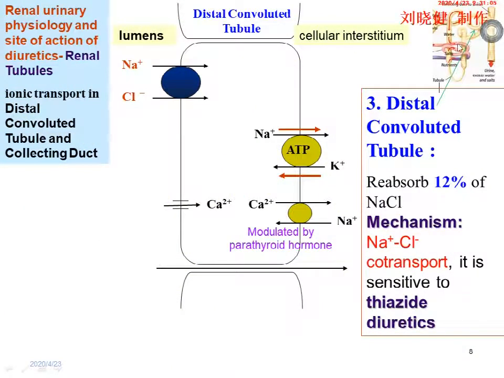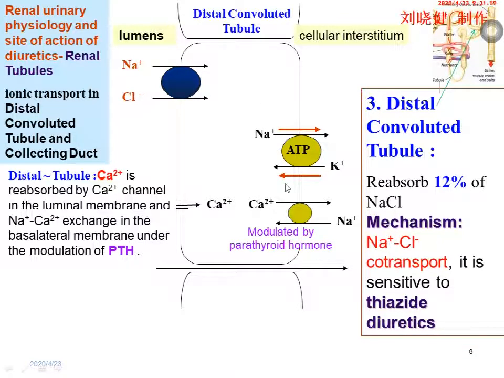This segment is the distal convoluted tubule. This segment reabsorbs 12% of sodium chloride. The mechanism depends on the sodium chloride cotransporter and sodium-potassium ATPase. And this cotransporter is very sensitive to thiazide diuretics. But here, it accounts for just 12% of sodium chloride reabsorption. So its diuretic effect is relatively mild and lasting. Now, this inhibitor of the sodium chloride cotransporter inhibits sodium chloride reabsorption, but without effect on calcium reabsorption.